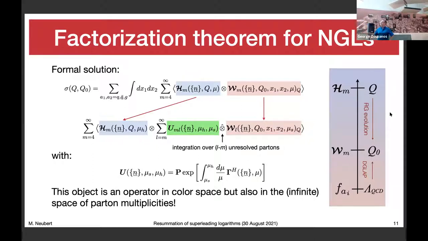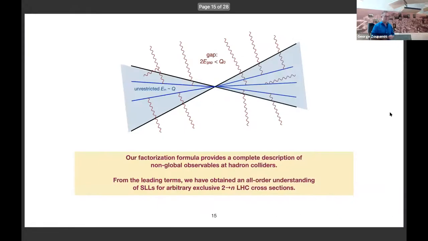But as you will see, this anomalous dimension is extremely non-trivial. First of all, it is an operator in color space, so it actually changes the colors of the partons involved. It's also an operator in the infinite space of parton multiplicities. So this is really an infinite dimensional square matrix. That's why I say formal solution, but this is the exact solution to this problem. If you would work this out, you would find all logarithmically enhanced corrections to LHC cross sections. So this is a completely general description of non-global observables.